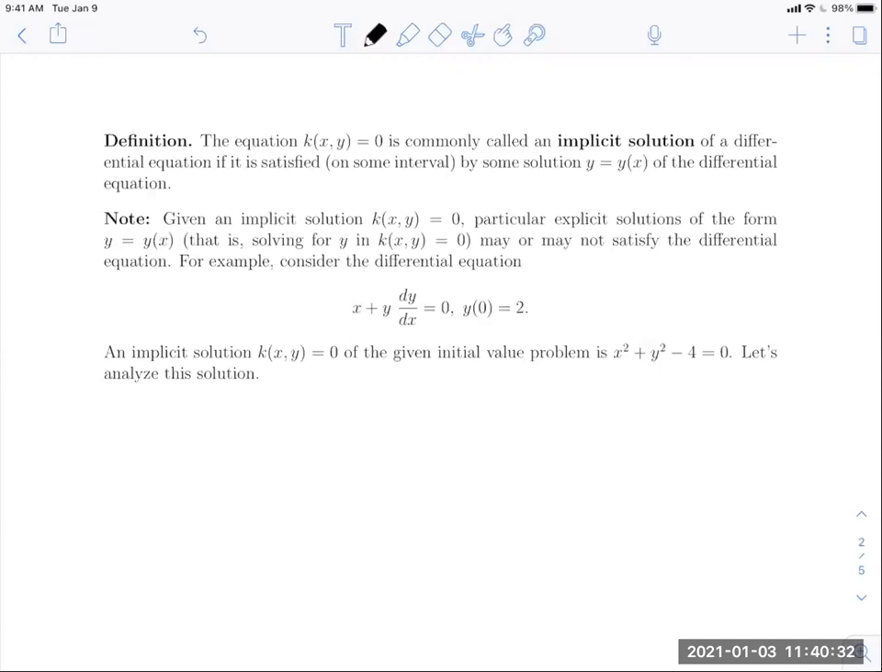So I have an important note that's more of really a warning when you're working with implicit solutions. So first, we're going to suppose that we have an implicit solution k of xy, all right? And then we have some explicit solutions that arrive from that implicit solution. Those explicit solutions may or may not satisfy your original DE. And this entirely depends on your initial condition. So I want to provide you with an example to illustrate how this phenomenon can happen.